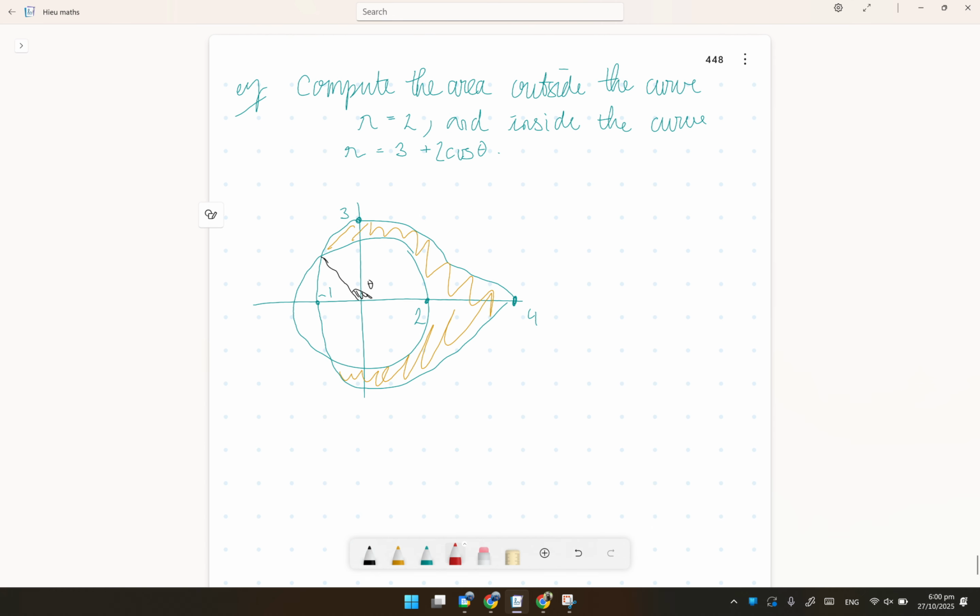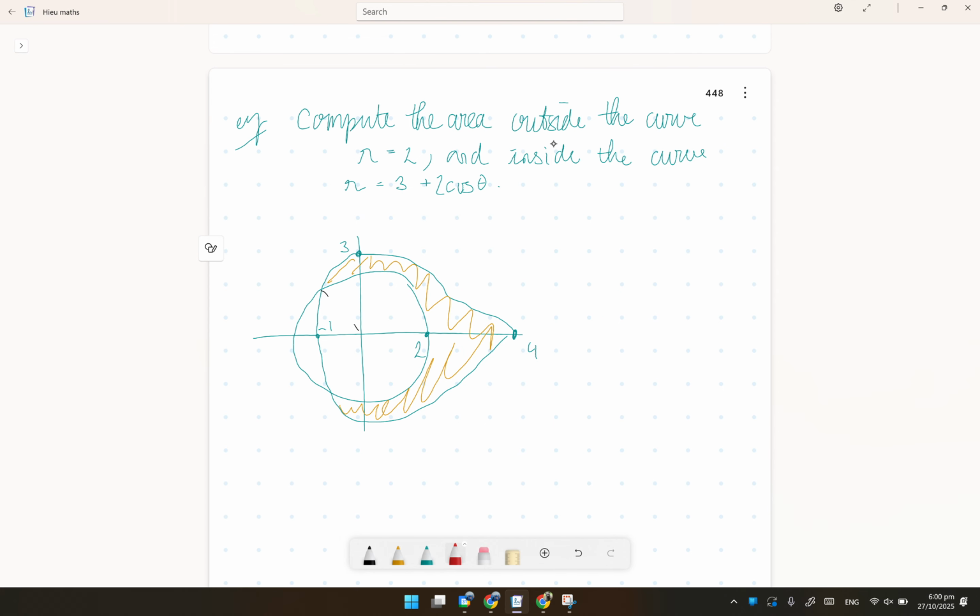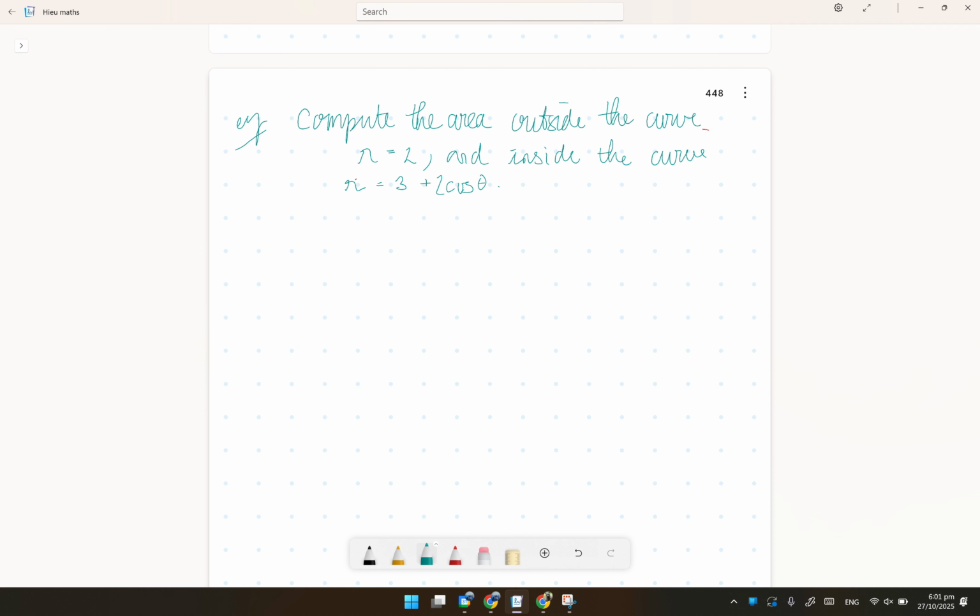Okay, so we want to compute the area outside the curve r equals 2. This is r equals 2 right here, the circle of radius 2, and inside the curve r equals 3 plus 2 cos theta. Okay, so that's the curve right there. We're going to do this question right now and go through the steps.